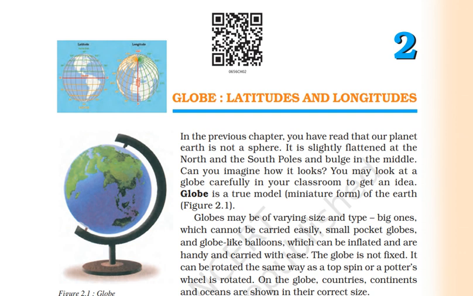Class 6, Chapter 2, Globe, Latitudes and Longitudes. In the previous chapter, we have read that our planet Earth is not a sphere. It is slightly flattened at the North and the South Poles and bulges in the middle. Can you imagine how it looks? You may look at a globe carefully in your classroom to get an idea.